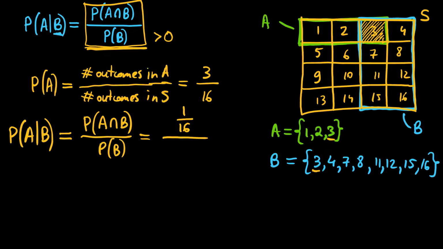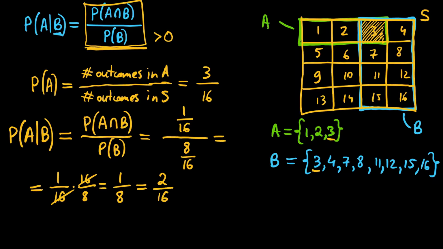And what's in the denominator? The probability of B. Well, B contains 8 outcomes, so the probability of B is 8 over 16. If we divide two fractions, it's multiplying by the second one flipped, and so we get 1 over 8. But I'll multiply the numerator and the denominator by 2, so that's the same as 2 over 16.